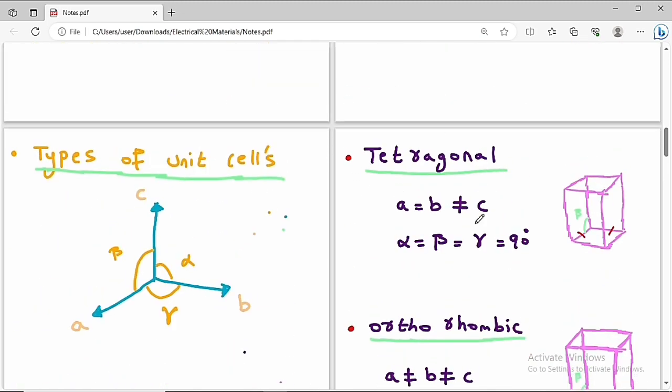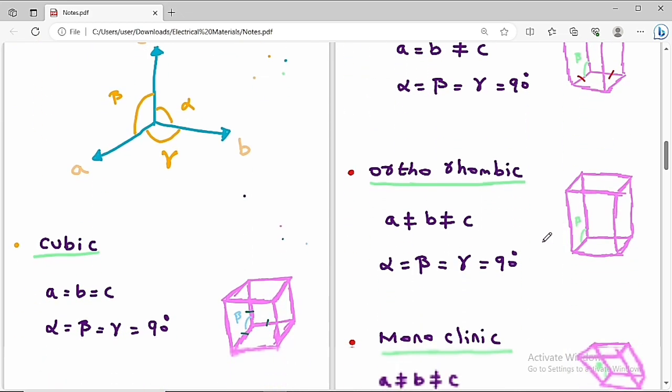The next one is the tetragonal. Tetragonal means A is equal to B, so only 2 sides are equal, but the third side is not equal. It may have some large value. So A is equal to B, but both are not equal to C. And the angles are equal, and they are equal to 90 degrees. So this is the shape of the tetragonal. Then comes the orthorhombic. Orthorhombic means all the lengths are different. A is not equal to B is not equal to C. You can see they have different lengths, but the angles are equal, and they are equal to 90 degrees.